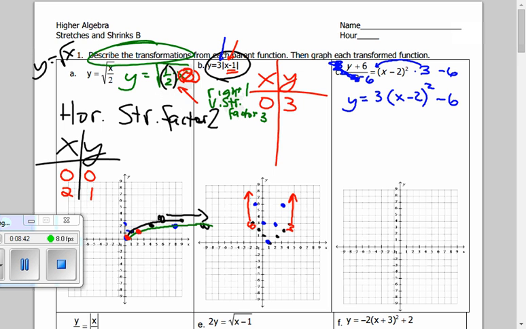So in this one, if I have 1, 2, 3 steps, what's step 1? Say it if you know it. Right 2, thank you. And what's step 2? Nope, don't do the -6, thanks for trying. What's before that? The 3. And is that 3 a vertical or horizontal thing? Vertical stretch factor 3. And then the last thing is the 6. Which way am I moving the 6? Down 6. Good.